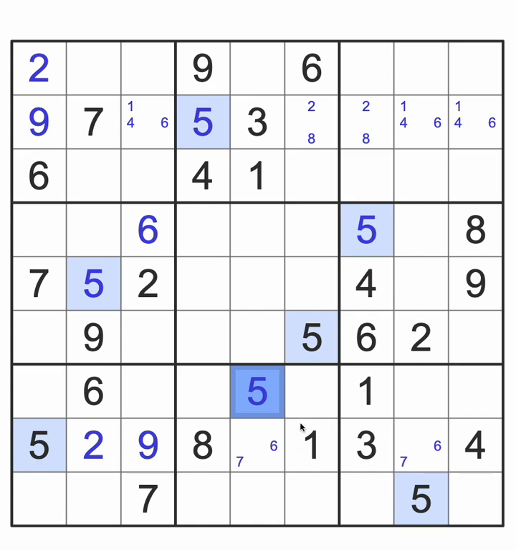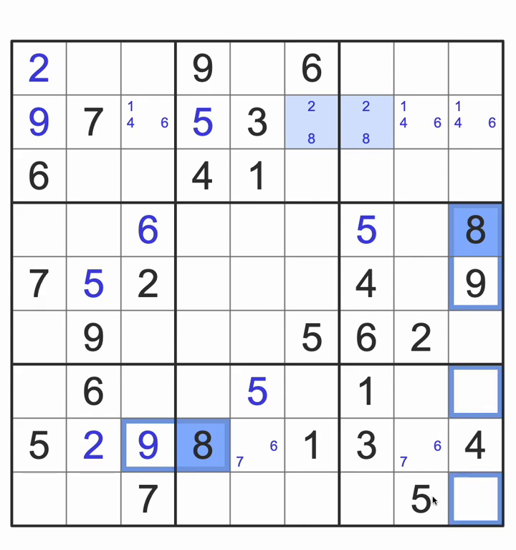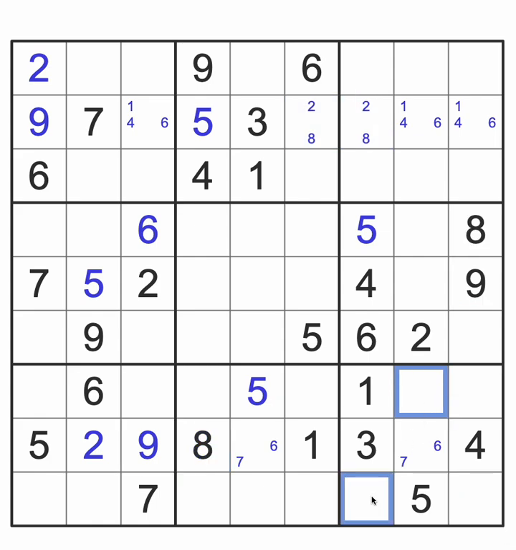Now I see a double in box 9. Here's 8 and 9 on column 9 and 8 and 9 on row 8. So these cannot use 8 and 9. So these become 8 and 9 double.